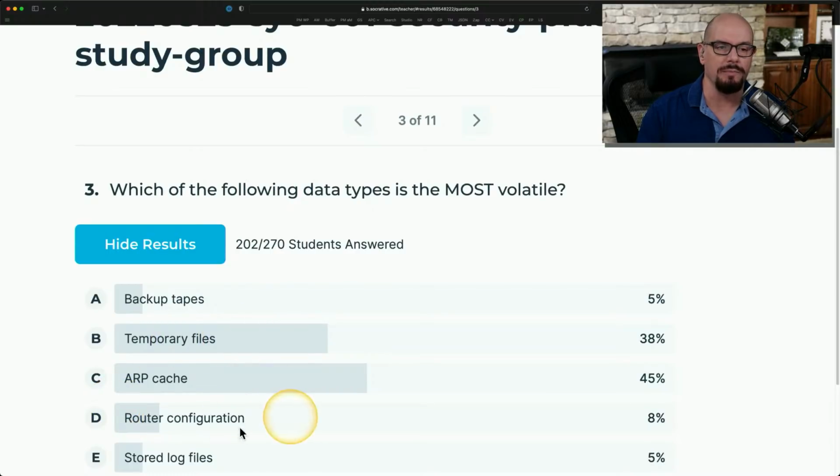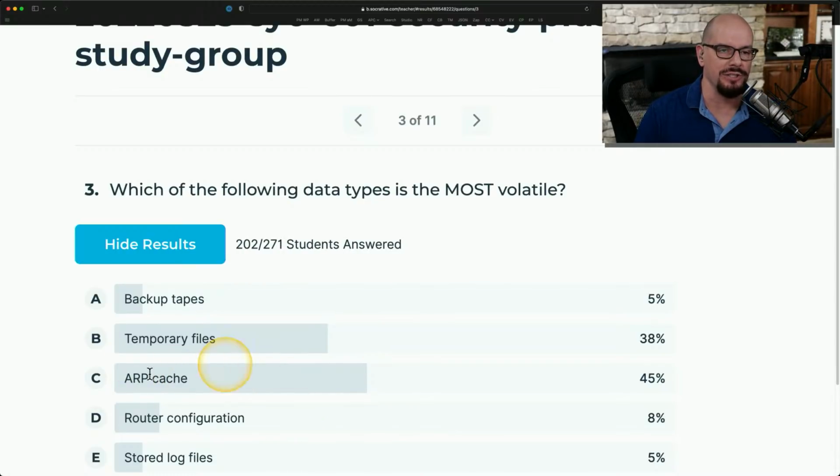It's usually around much longer than a temporary file. Those router configurations, I bet I can go back to my router configuration and it's years old. I bet that's the case. I've not changed it in a long time. So a router configuration generally does not change very quickly. So certainly an ARP cache is going to change faster.